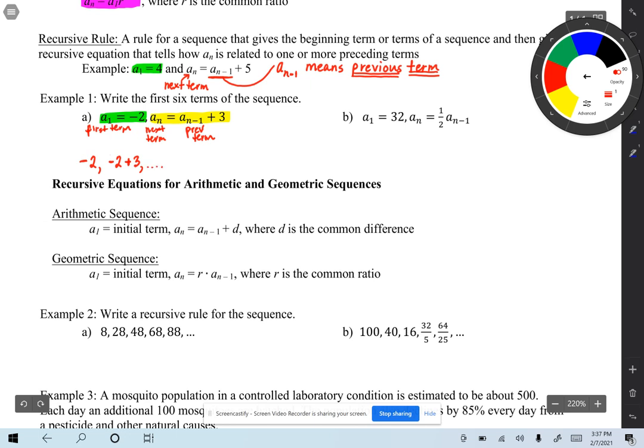Okay. But I'm just going to write the answers. So let's just write the answers. It's really easy and you should be able to do it. So writing the answers, we know the first term is -2.